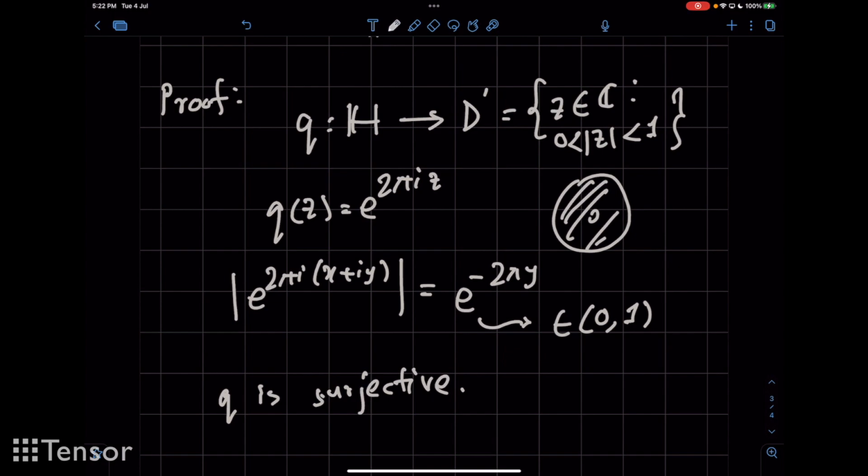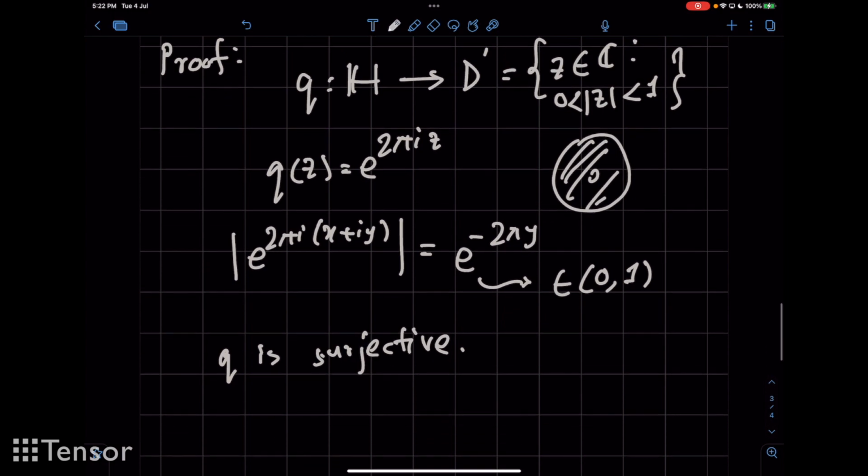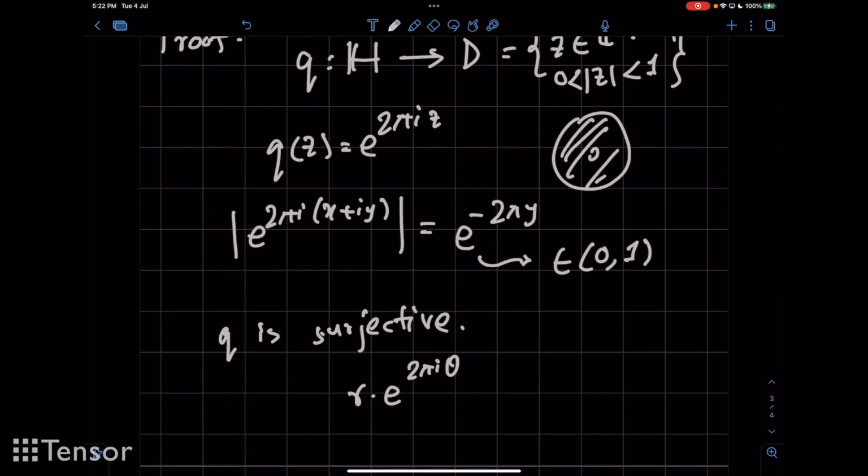So why is it surjective? Given any point in the punctured disk, we can write that point as r times e to the i theta, like this. Well, we can even write it like e to the 2 pi i theta. And since r is a number from 0 to 1, we can write r as e to the negative 2 pi y.